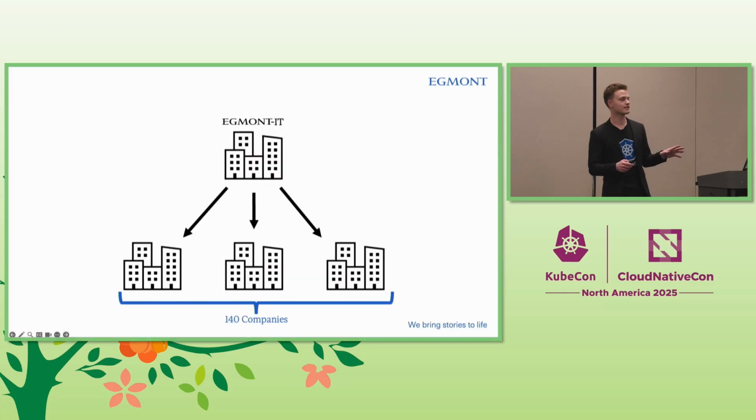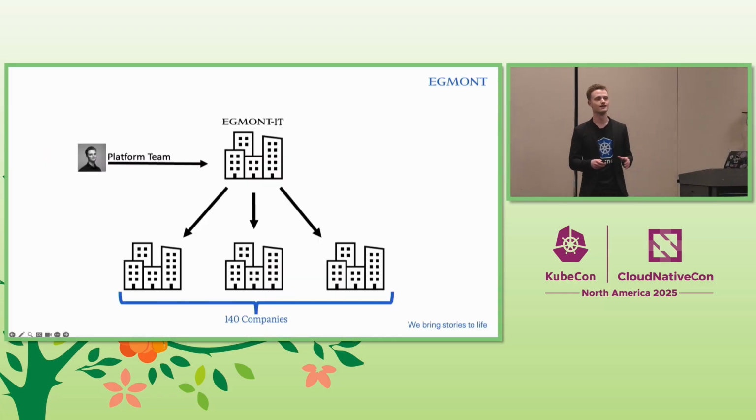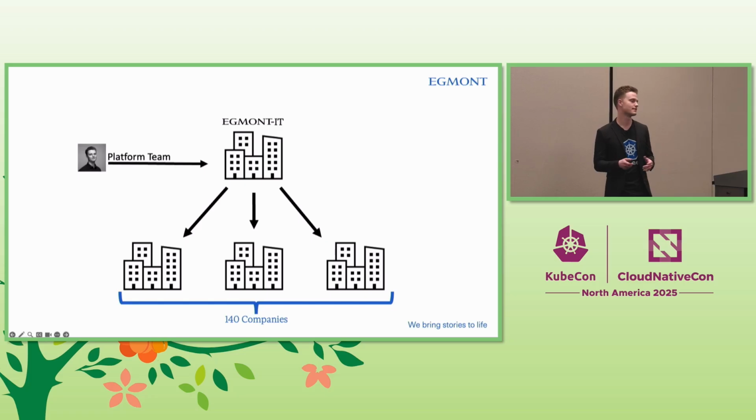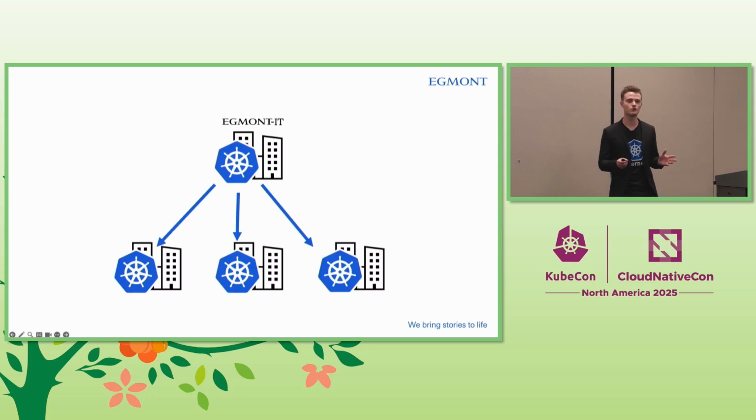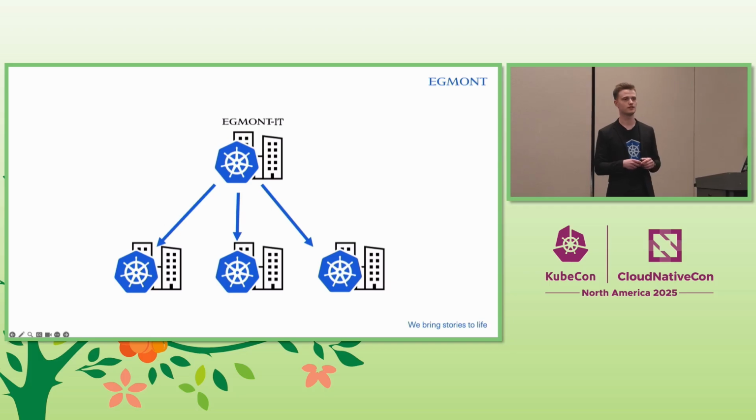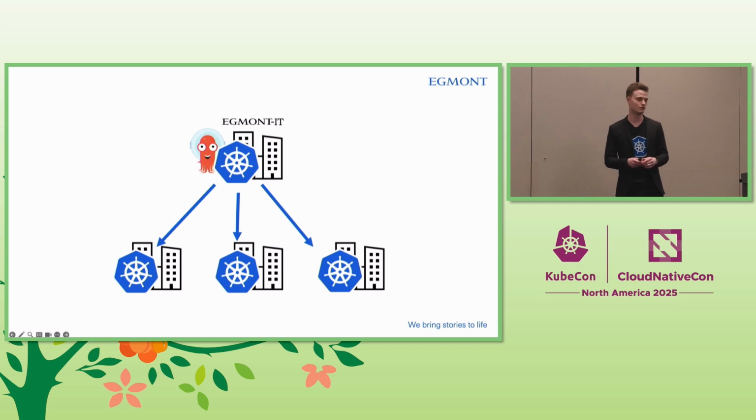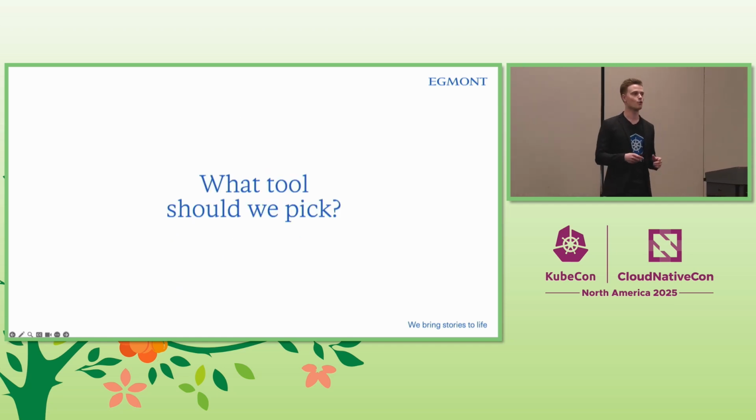The way we're organized is that we have something called Egmont IT, and this is where I work. It's like a support entity that helps the other businesses, and one of the things we do is build Kubernetes clusters for all these other companies and provision software and applications to them. We're using Argo CD to do this entire thing, and the developers also deploy their applications through this instance. So now the question is, what is the best templating solution for our case?